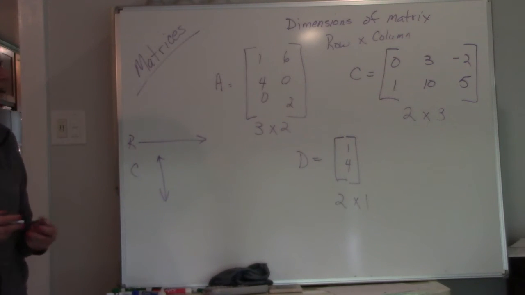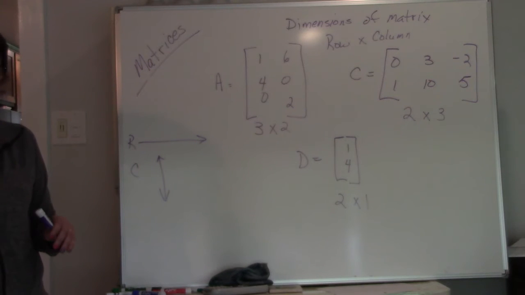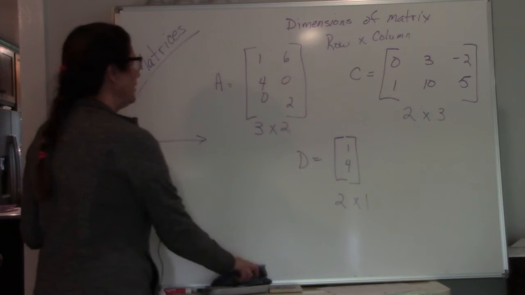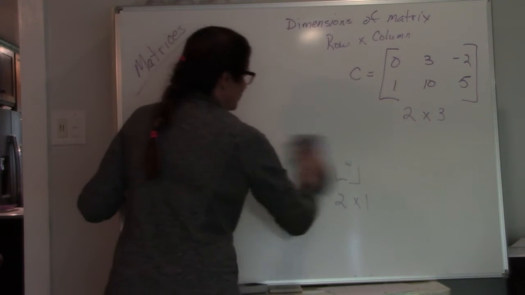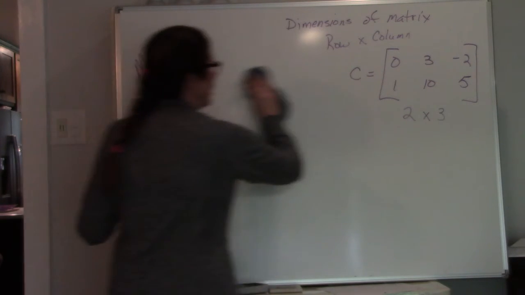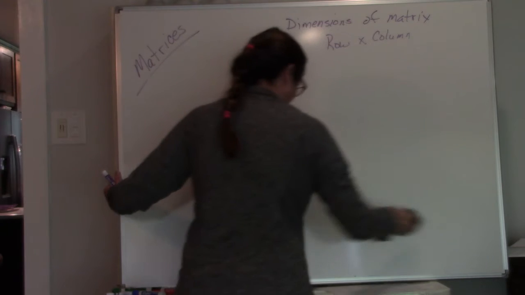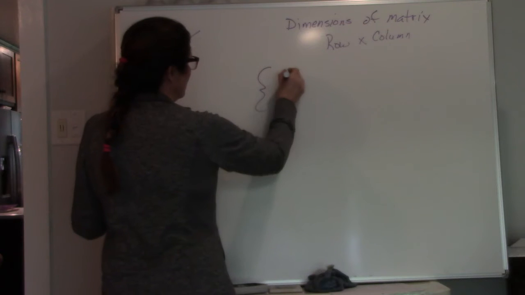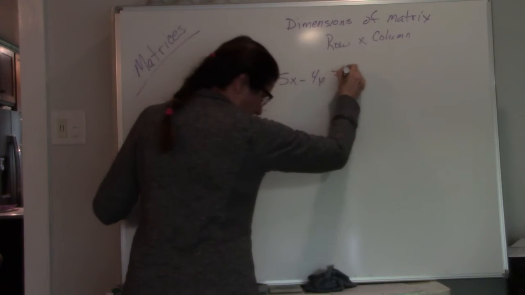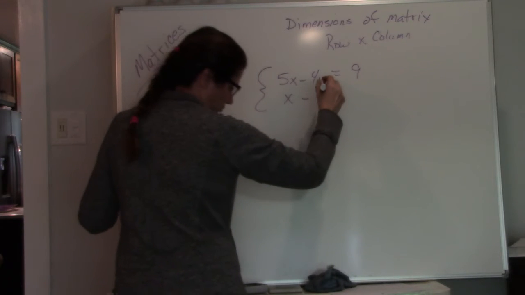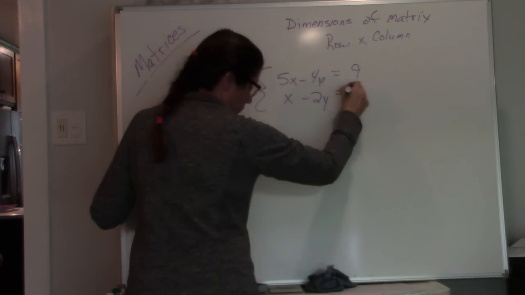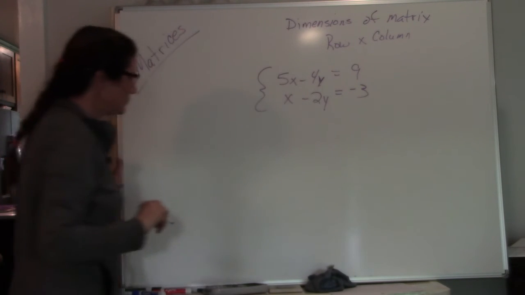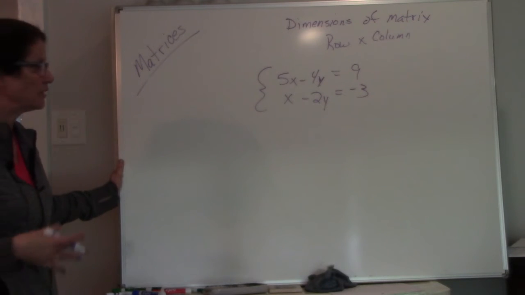So one way to use a matrix is to solve with what's called an augmented matrix. An augmented matrix is designed to make it a little bit easier to solve a system of equations. So it's another way to solve systems of equations. On number 9, you have the system 5x minus 4y equals 9, and the second equation is x minus 2y equals negative 3. So this is a system of equations. This is a y, not an x. So a matrix can be used to solve this very easily.